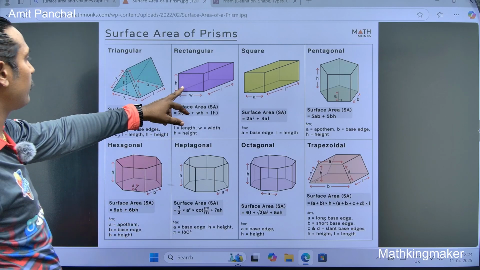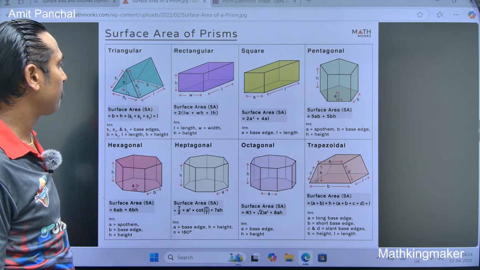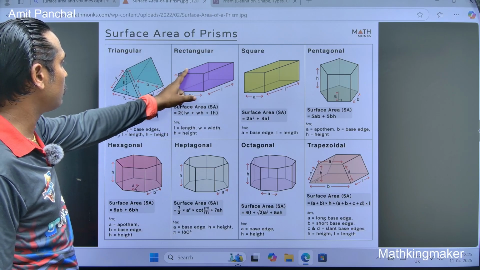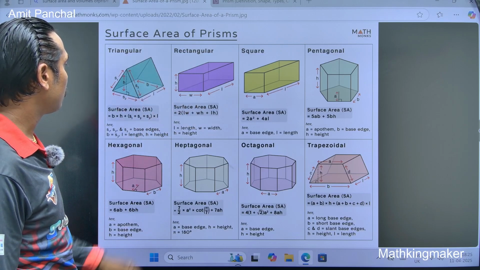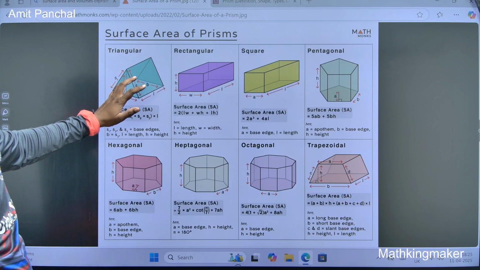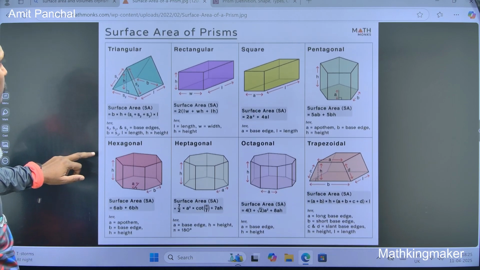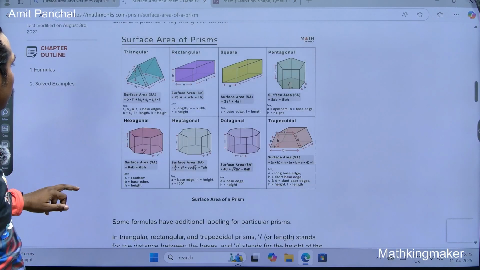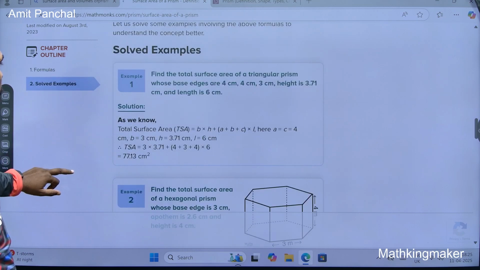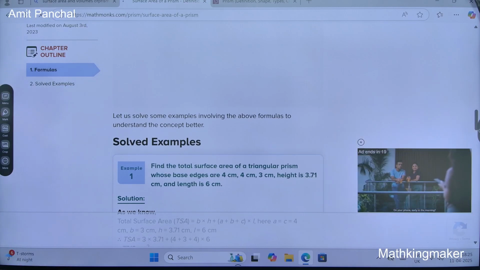So in the case of rectangular, its base is square. So this is the base. Okay, so you put it down in the formula, you will get it. Now this one, just do it.